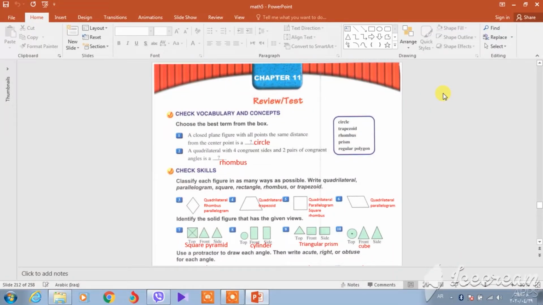After we studied all the lessons in chapter 11, today we solve some practice problems from chapter 11, students. Let's start, students. We start from question 1.